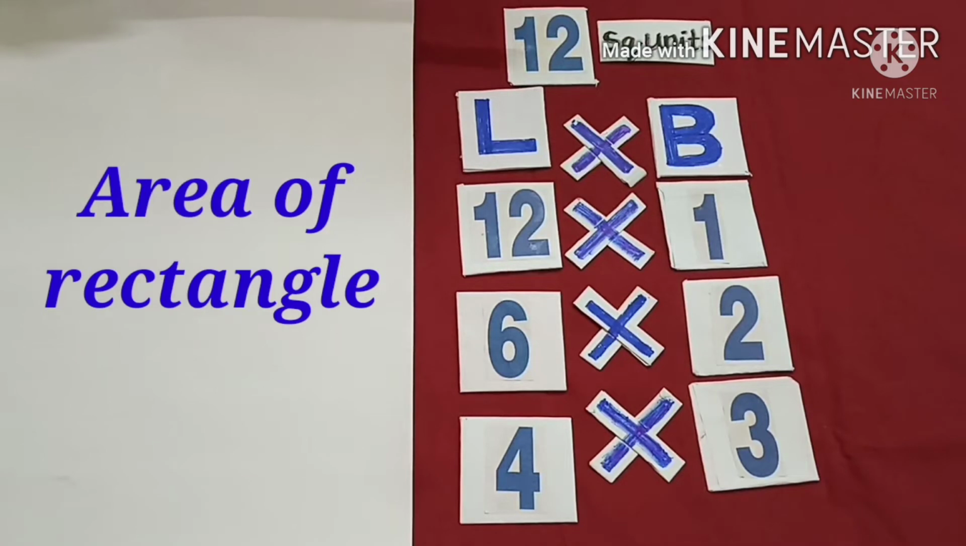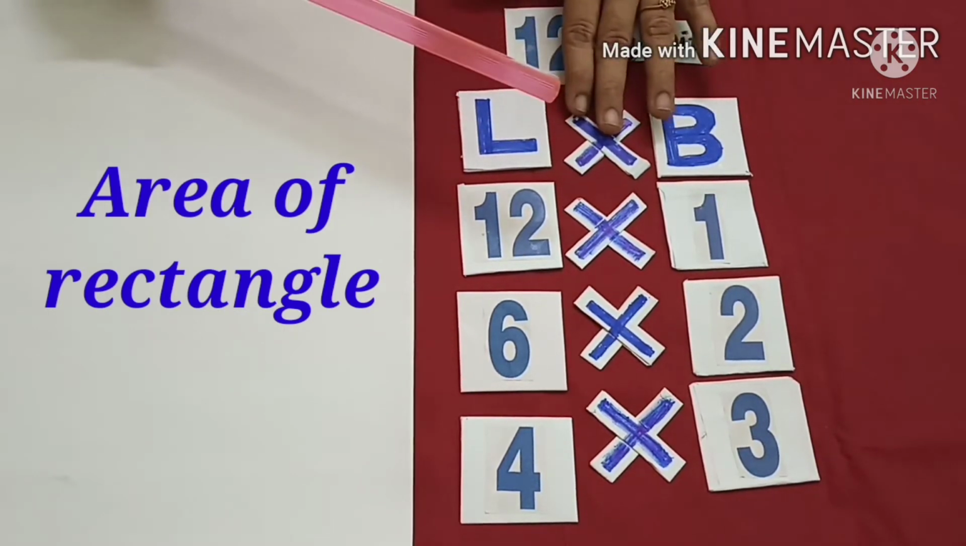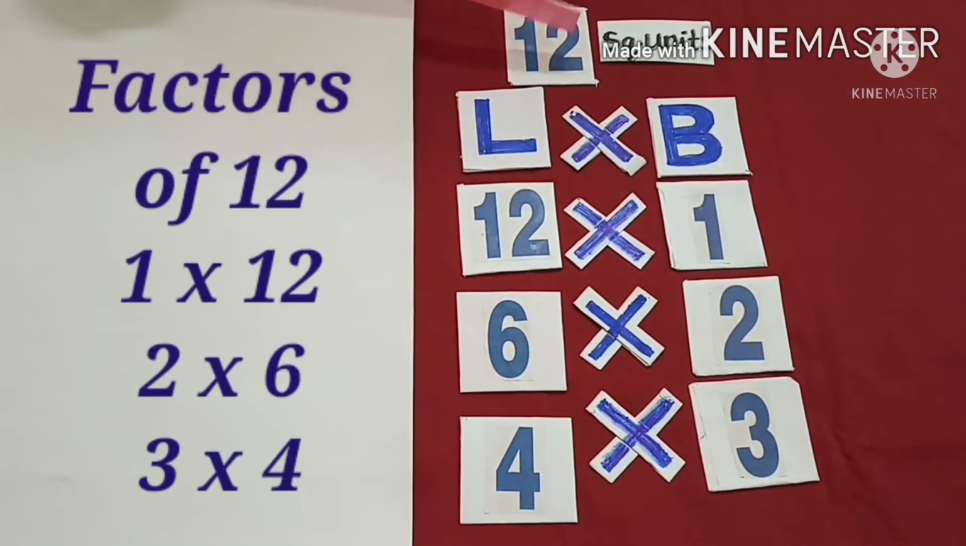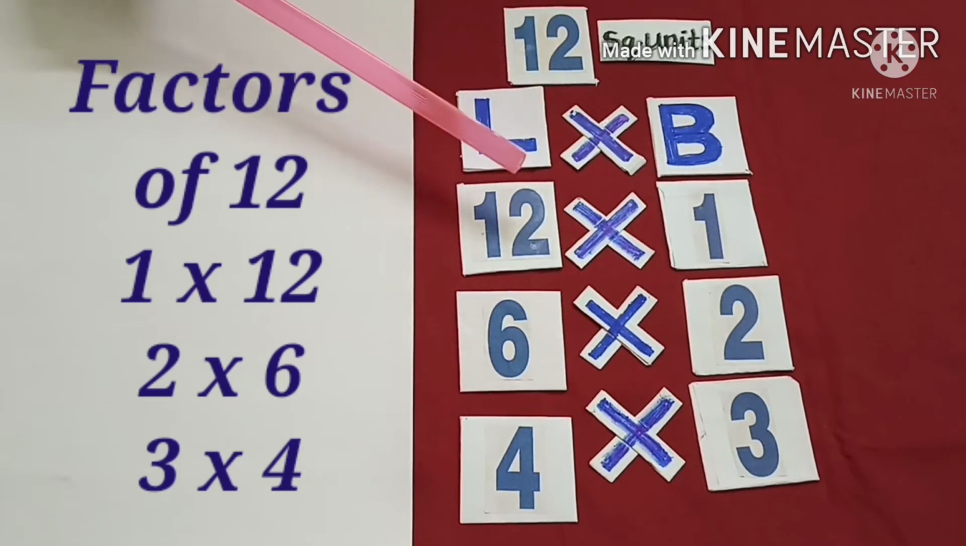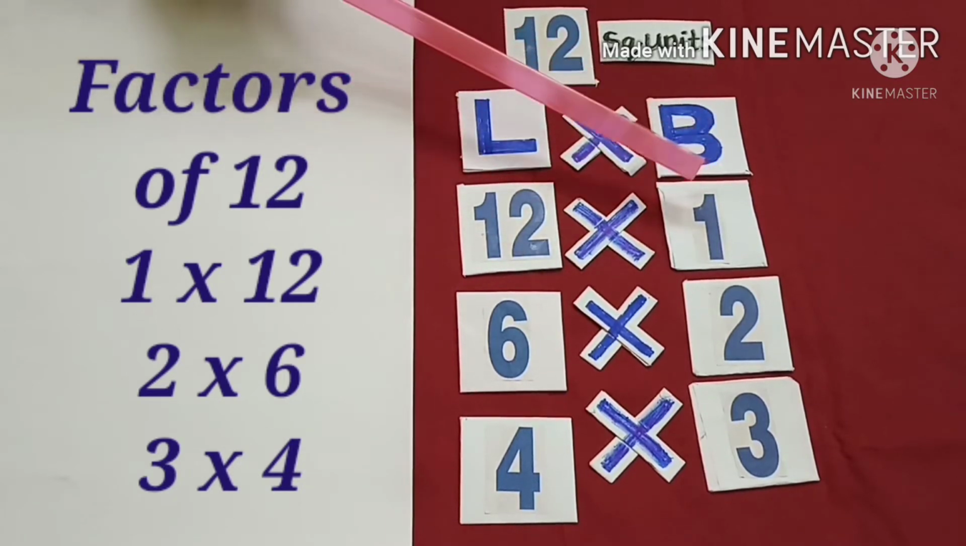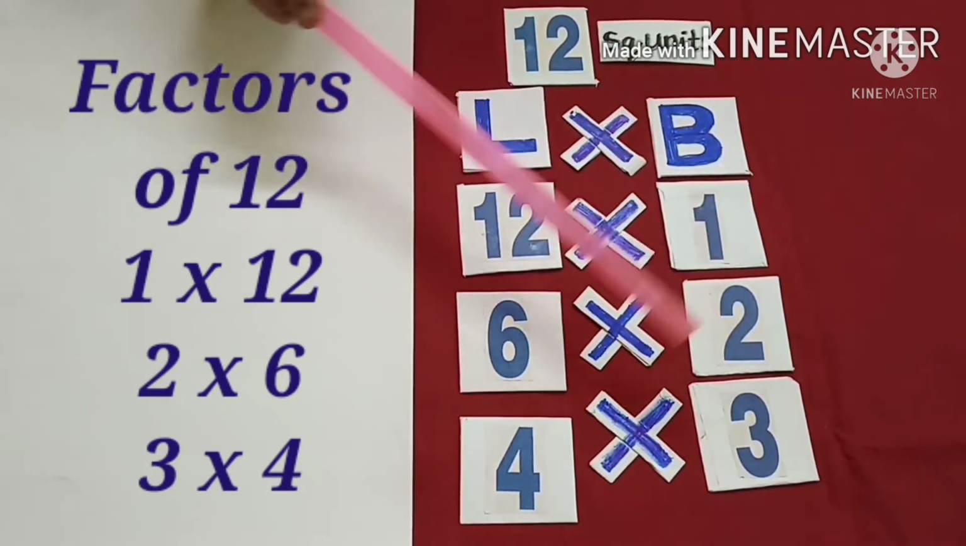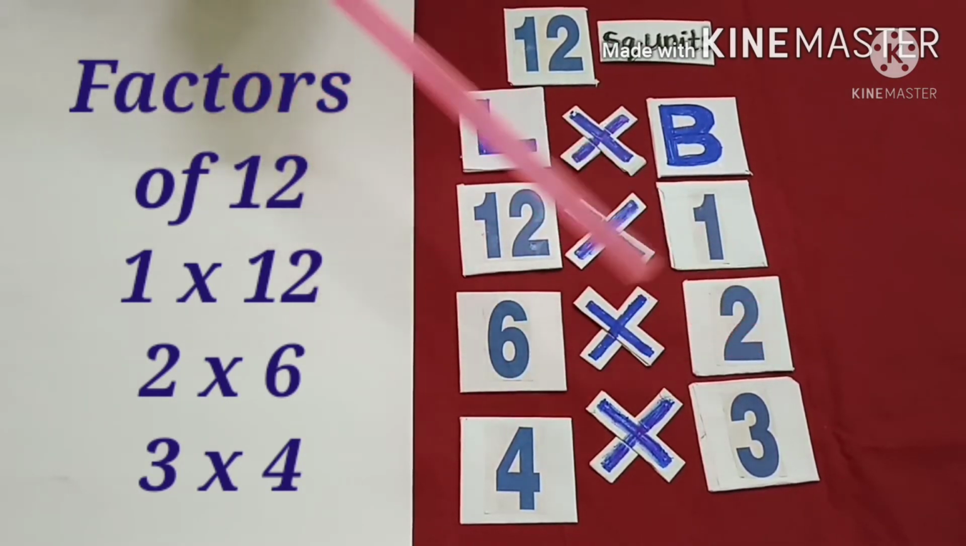Area of rectangle is 12 square units given. Formula for finding area of rectangle is length into breadth. First you recall factors of 12. Factors means from one table. So 1 12s are the same as 12 1s are. 2 6s are the same as 6 2s are. 3 4s are the same as 4 3s are.